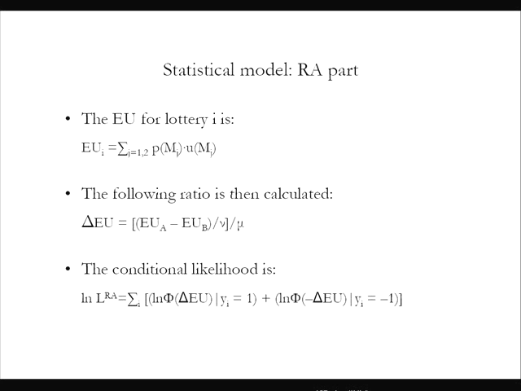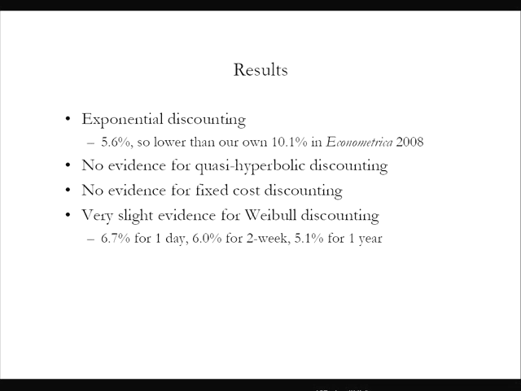Let me just skip over the statistical stuff and go directly to the results. For the exponential discounting model, the average discount rate when we control for the concavity of the utility function is 5.6%. So it is a bit lower than what we found in the past. We find no evidence for quasi-hyperbolic discounting or fixed cost discounting. Slight evidence for Weibull discounting, and there the discount rate is 6.7% for a time horizon of 1 day, 6% for a 2-week time horizon, 5.1% for 1 year.